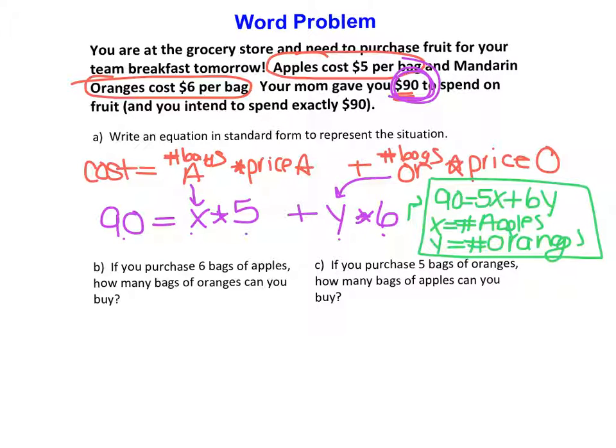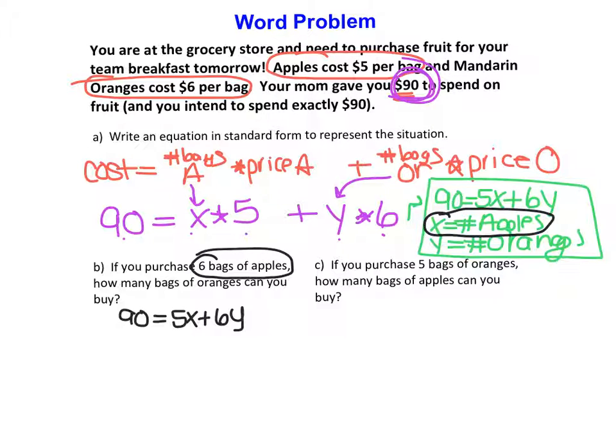So now we're going to utilize this equation in order to make predictions. So here we can see that our equation is 90 equals 5x plus 6y. And here we can see that we purchased 6 bags of apples. And remember, x is our number of apples. So what we're going to do is replace x with 6 because we know that we bought exactly 6 bags of apples. And we're trying to figure out how many bags of oranges we can buy if we bought 6 bags of apples. So here we have 90 is equal to 5 times the 6 plus 6y.